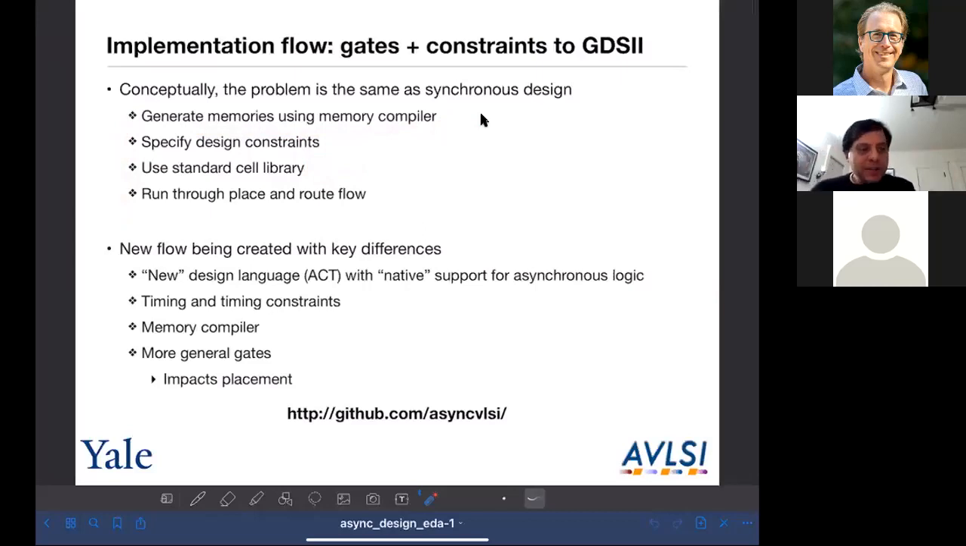We are currently developing a full ASIC flow that supports all the differences between the standard synchronous flow and what we need for asynchronous logic. The biggest thing that is different, I would argue, is timing. We have our own memory compiler. We support more general gates. It turns out this impacts placement, but the key thing that we have to build is a very sophisticated timing analysis engine. The flow that we're developing is sitting on GitHub. It's open source, so you can get it if you like.